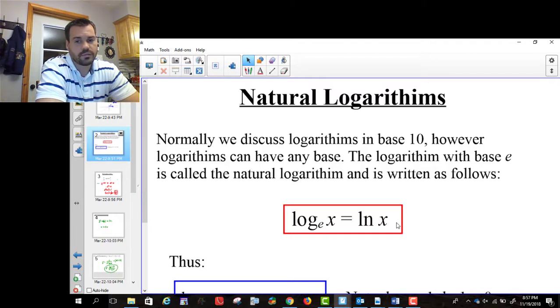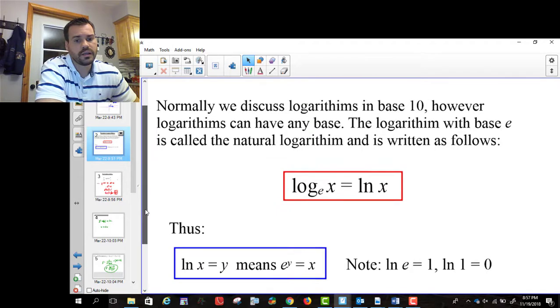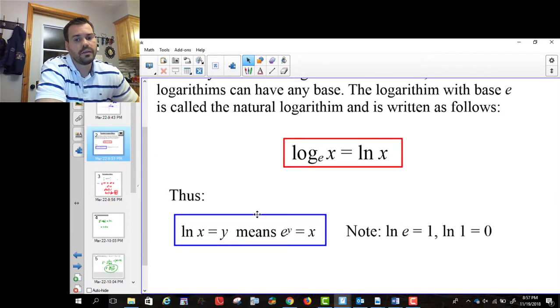We use it in calculus because it has a fairly nice derivative. So I'm going to show you that. But if you think about log base e of x, or ln x, equaling y, then that means that e to the y is equal to x. Okay, so ln of e is 1 because, again, that's log base e, so e to the 1 would be e. And ln of 1 is 0 because e to the 0 is 1.